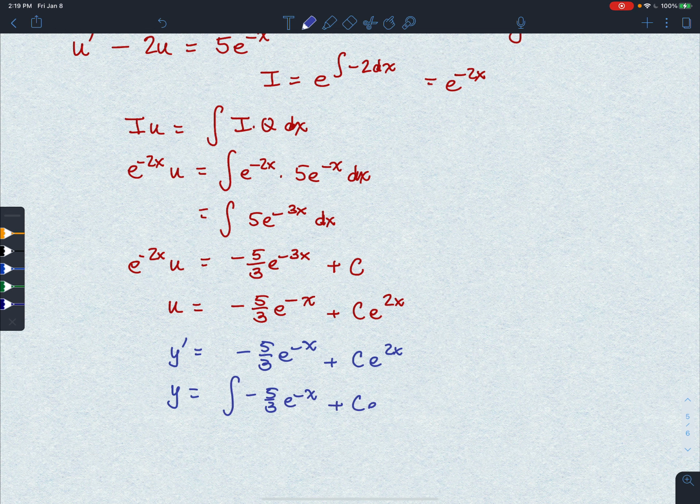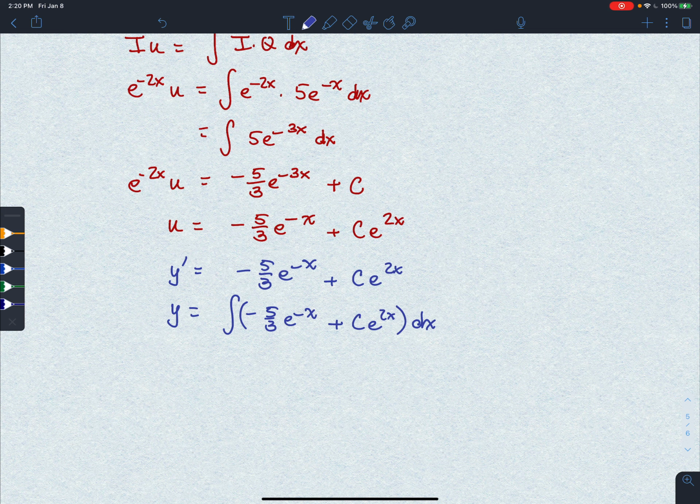So just writing all this out. And remember that constant is there. So we're going to end up with another one. So integrating, so negative 5/3 e to the negative x, integrate e to the negative x, you get negative e to the negative x. So that's 5/3 e to the negative x. The negatives cross each other out. And we could say 1/2 c e to the 2x. And then there's even another arbitrary constant when you integrate. So this one has two arbitrary constants.